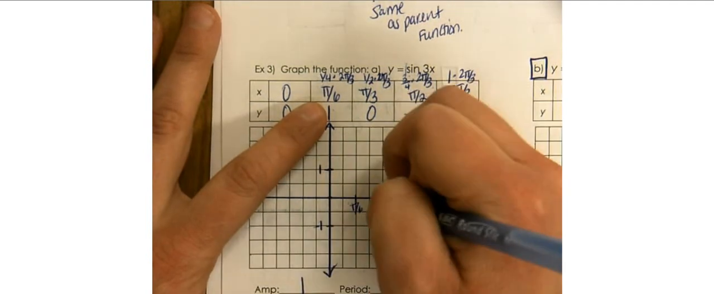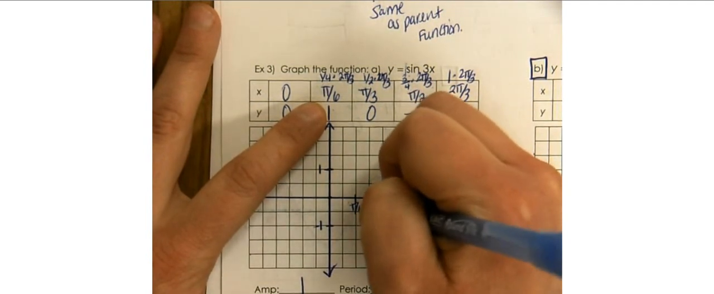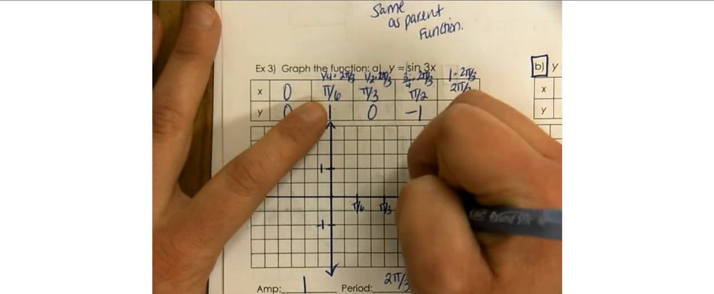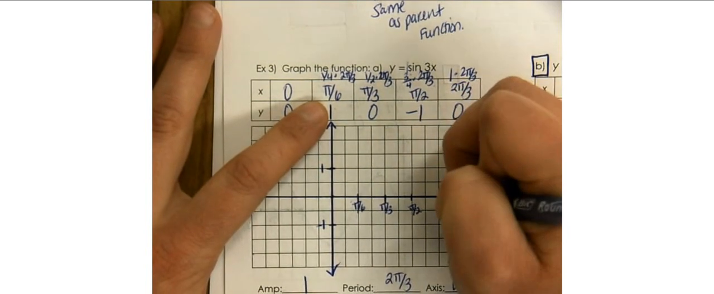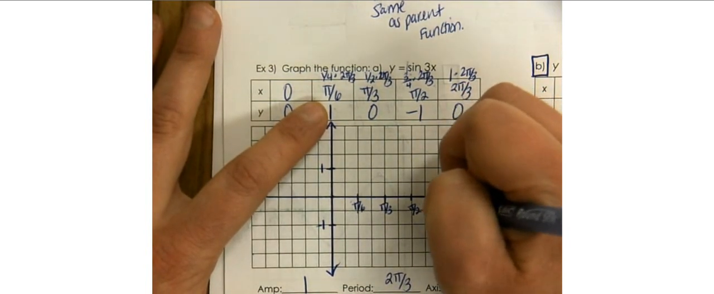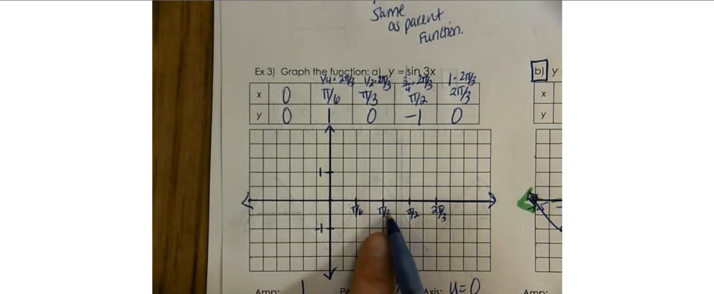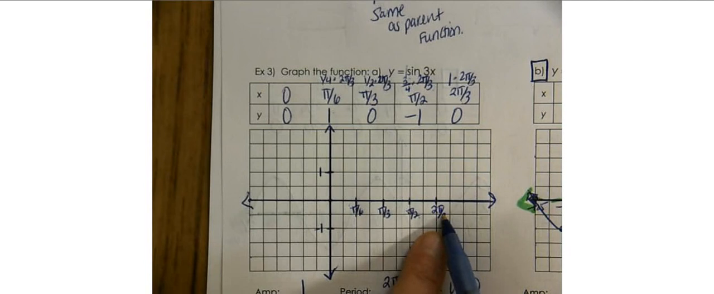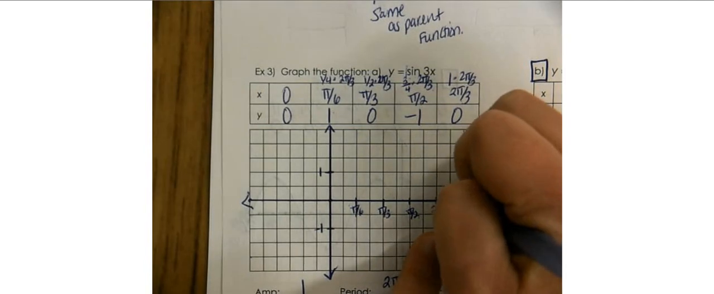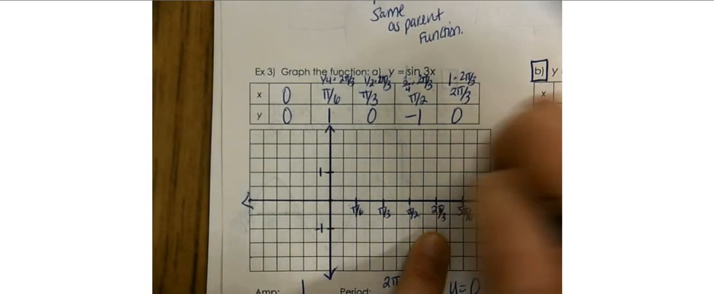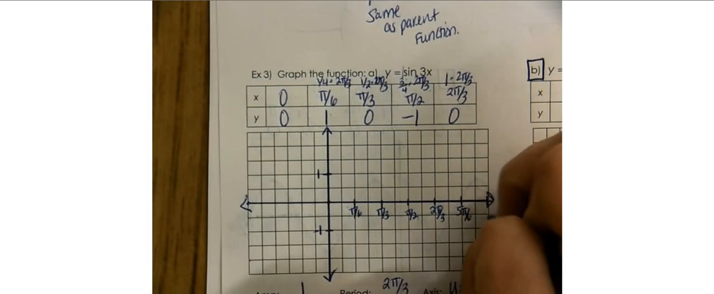Then I'm going to skip a line and make this pi over 3. Then I'm going to skip a line and make this pi over 2. And then I'm going to skip a line and make this 2 pi over 3. So what we have here is 1 pi over 6, 2 pi over 6, 3 pi over 6. 3 over 6 is 1/2. This is 4 pi over 6. So skipping a line, this is going to be 5 pi over 6. And then the next one's 6 pi over 6, which is pi.